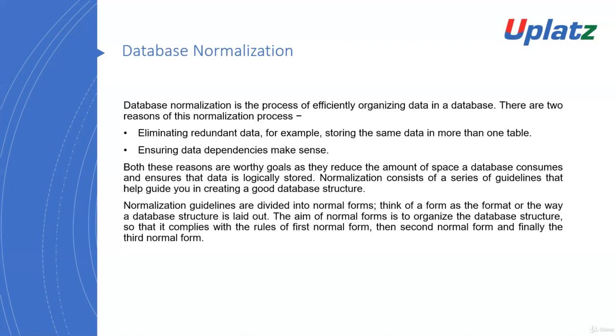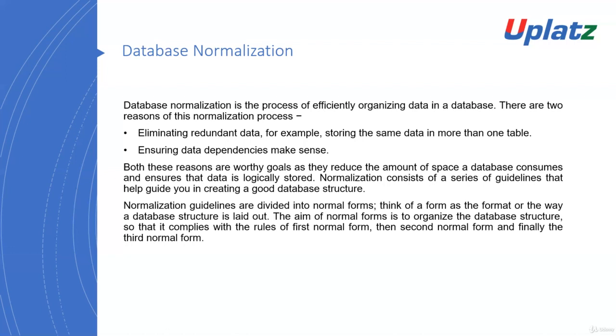Normalization guidelines are divided into normal forms. Just as I told you about 1NF, 2NF, 3NF, think of a form as the format, or the way a database structure is laid out. You have to follow the rules mentioned under every normal form and make the changes in your database to make it normalized.